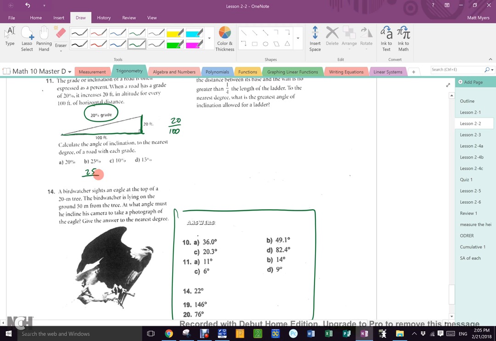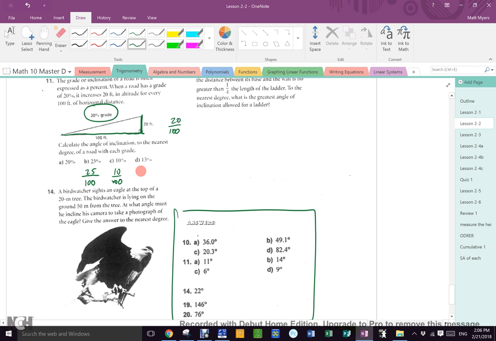25. And over what? 100, because it's a percent. So there's your tan, opposite over adjacent. What's this one going to be? 10 over 100. What's this one going to be? 15 over 100. And again, real life situation. You guys don't know it yet because you don't drive.